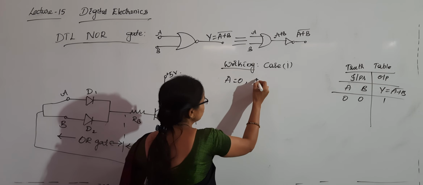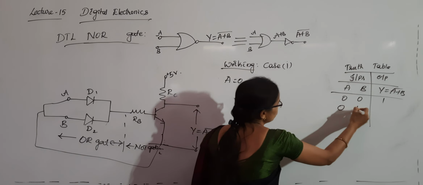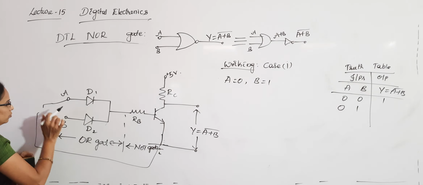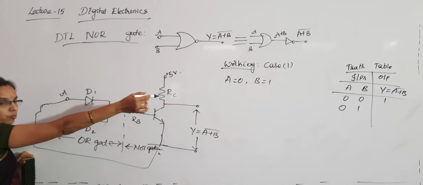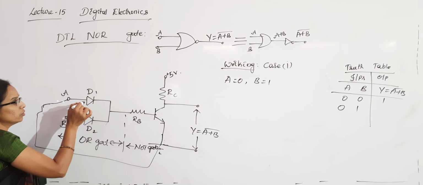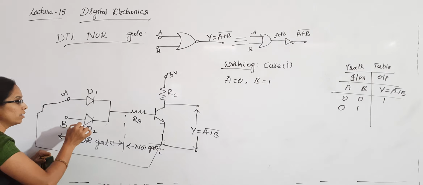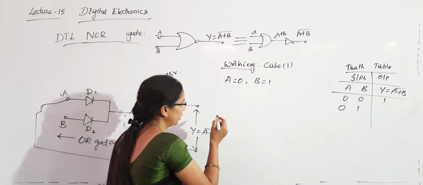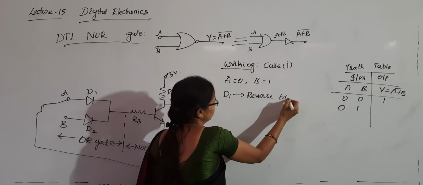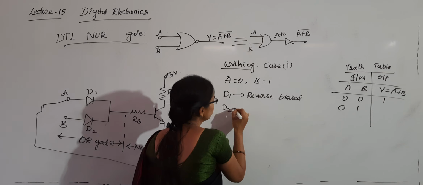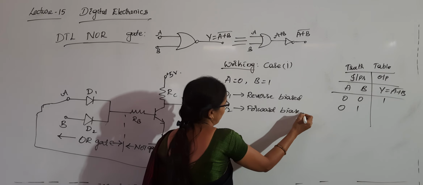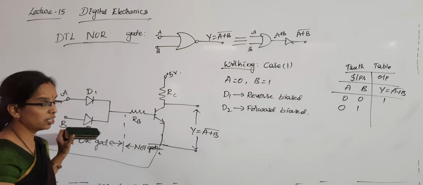Next one, when A is equal to 0 and B is equal to 1. What happens? B will be connected to the positive of the supply. When A is equal to 0, diode D1 is reverse biased, whereas diode D2 is forward biased, right? Diode D1 is reverse biased, D2 is forward biased.